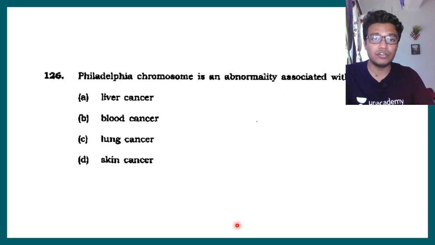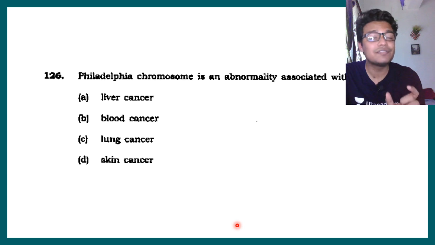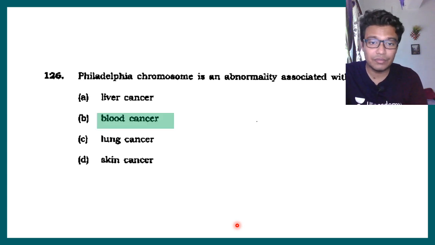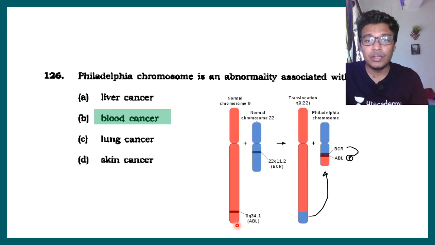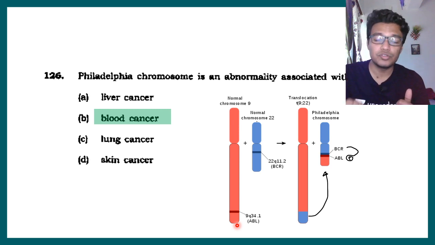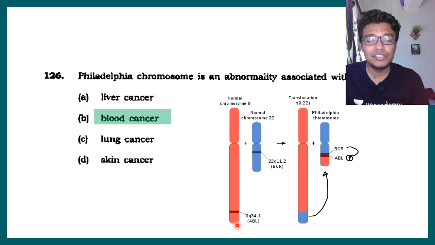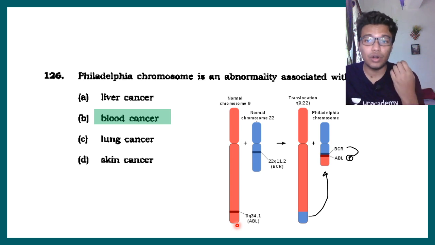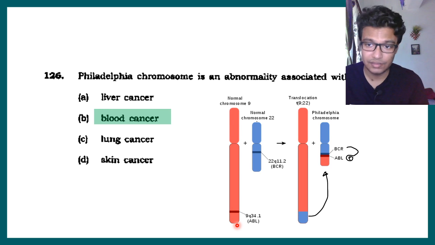Okay, then there is a question which says Philadelphia chromosome is an abnormality associated with liver cancer, blood cancer, lung cancer, skin cancer. So let me tell you that this Philadelphia chromosome kind of topic is very important. Now here it would be associated with blood cancer. I'll tell you why. So what is Philadelphia chromosome? It's a translocation between chromosome number 9 and chromosome number 22, and the ABL gene comes closer to the B cell receptor gene, and B cell receptor is highly active in lymphocytes, and that is why this cancer is a cancer of lymphocytes. It's a cancer of blood cells, so it's a blood cancer, right?